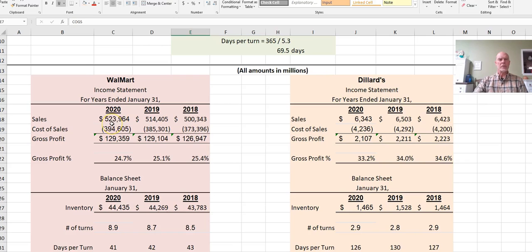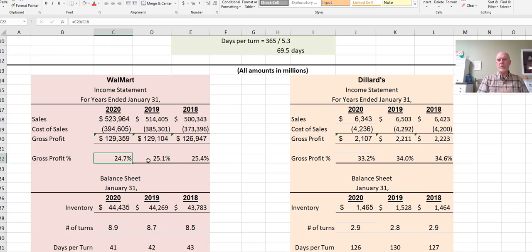That's 523 billion for Walmart and 6 billion for Dillard's. So obviously Walmart is much bigger. But if you look at their gross profit, and remember we calculated the gross profit percentage as the gross profit divided by sales, even though Walmart is much bigger, their gross profit is a smaller percentage of sales. That means that their markup, their pricing strategy, does not include as much of a markup.